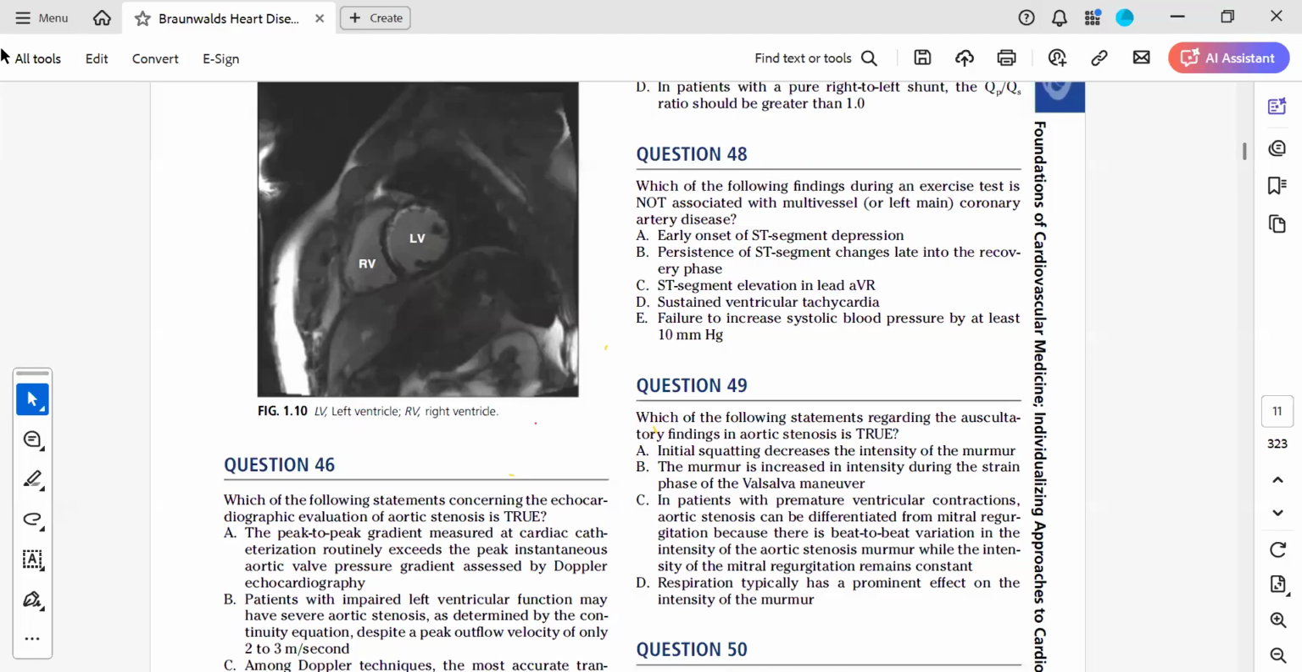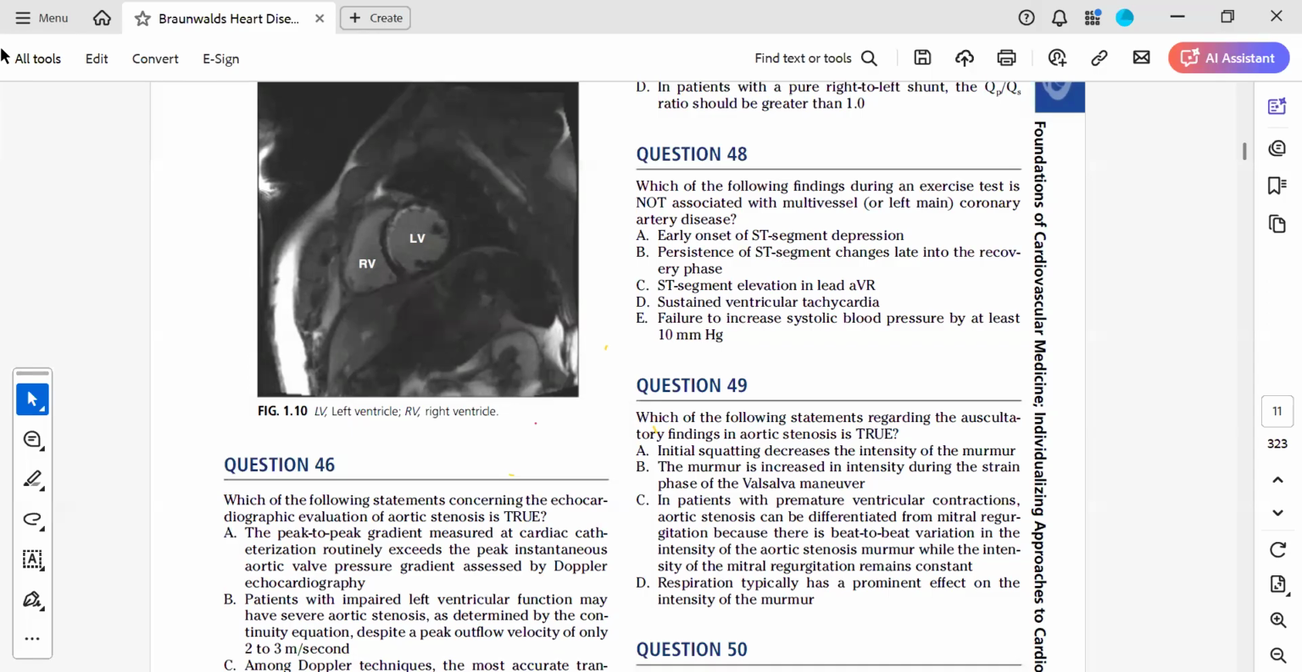We know that downsloping ST segment depression or horizontal ST segment depression are significant findings, or you are seeing significant ST elevation in contiguous leads. Those are some of the significant findings generally that we see, if you have arrhythmias, or if you have failure of the normal blood pressure response that you expect when you are doing exercise stress tests. You expect the blood pressure to increase in response to the exercise.